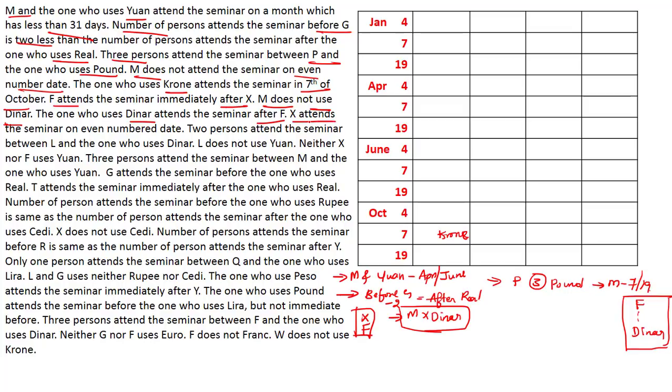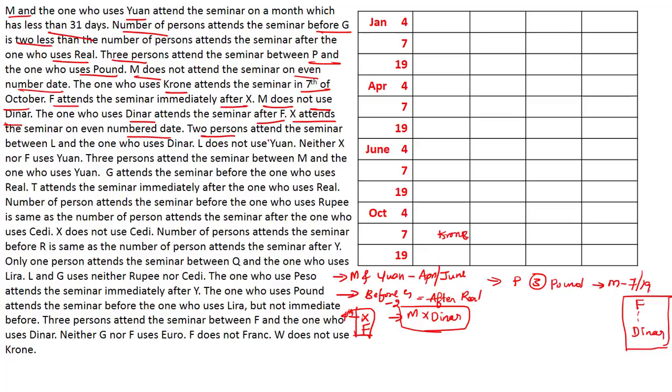The next one is X attends the seminar on an even number date. So see here, X is going to attend the seminar on an even number date. So X will be attending the seminar on 4th. Only one even number is there. So therefore, I can certainly say that X will be attending his seminar on 4th.